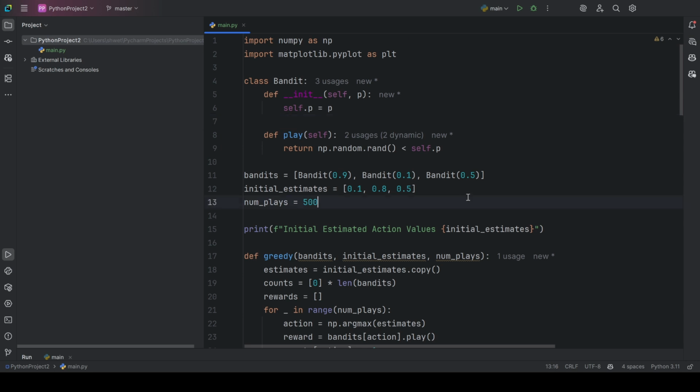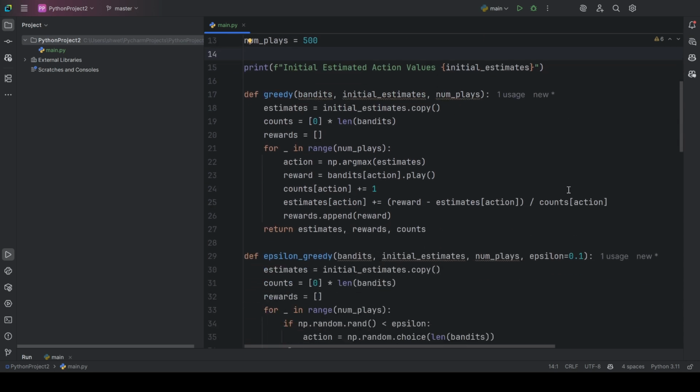Then we create a list of bandits with winning probability 0.9, 0.1, and 0.5. So this bandit is the best, and we hope our algorithms would be able to find this is the best bandit. Our initial estimates are 0.1, 0.8, and 0.5. These are intentionally misleading, so it's harder for algorithms to find out the best one. And we want to play the game for 500 times. We print the initial estimates.